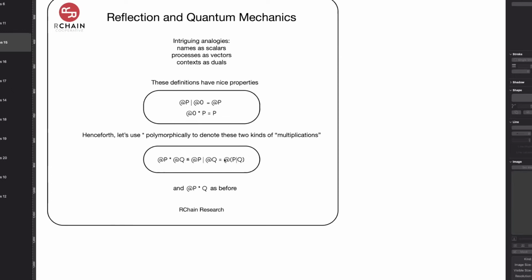So this is a name. These two things are names. So the parallel composition of two names is a name, and we're just taking the multiplication of two names just to be the parallel composition. That's all we're doing. It's a construction rule. Yes, that's exactly right. And so we can multiply scalars, and we can multiply a scalar times a vector. That's why we're saying it's polymorphic. Our multiplication has the nice properties that we want.